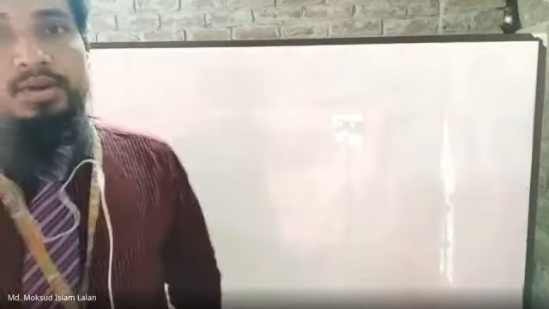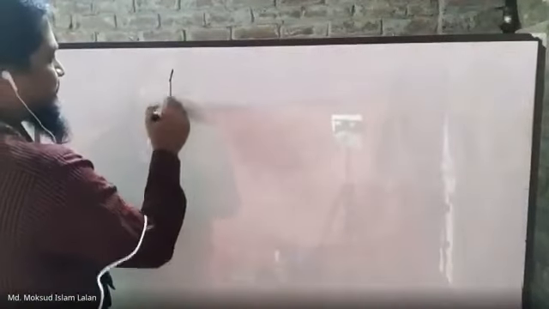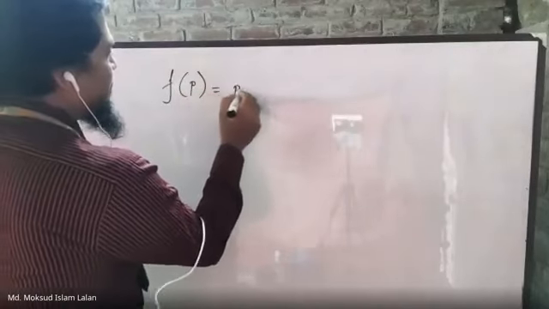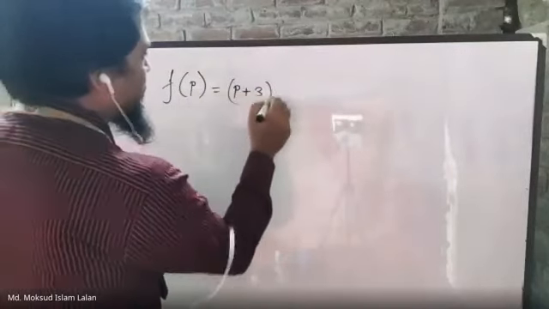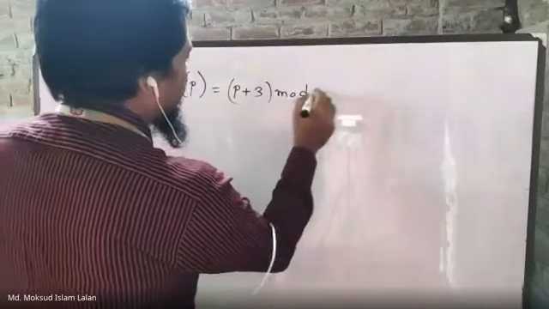Today we are going to explain the encryption technique called the Caesar cipher. The procedure is very easy. Just try to understand what the working rule is. At the beginning, the Caesar cipher is something like this: f of p equals p plus 3 mod 26.